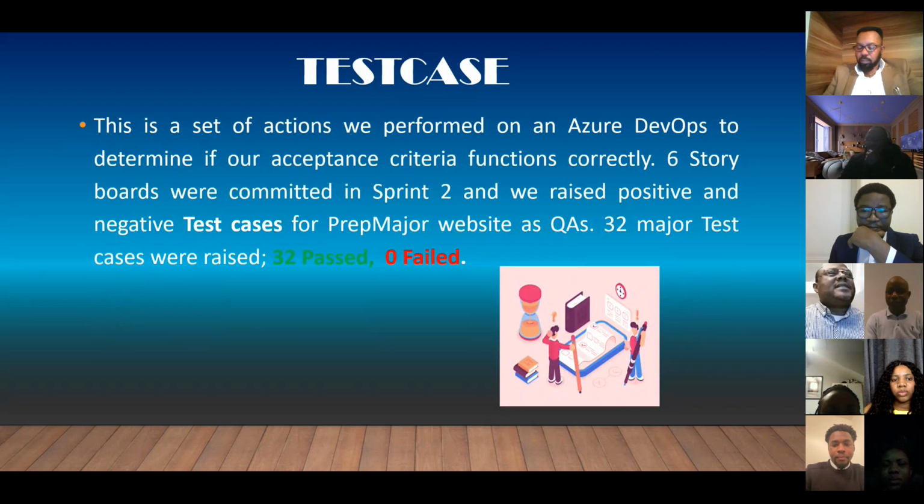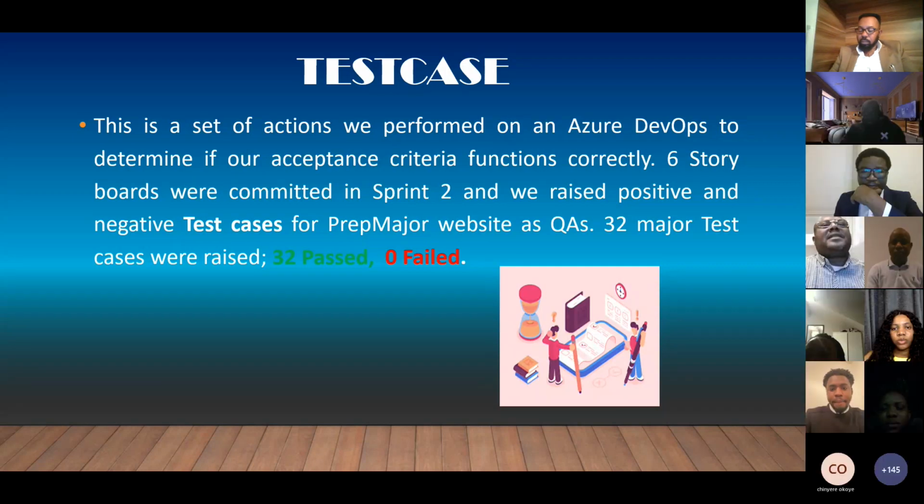Test cases are a set of actions performed on Azure DevOps to determine if our acceptance criteria function correctly. So we have 6 stories we committed to in Sprint 2, and we raised positive and negative test cases for the major websites. So 32 major test cases were raised, 32 passed, 0 failed. Next, please.